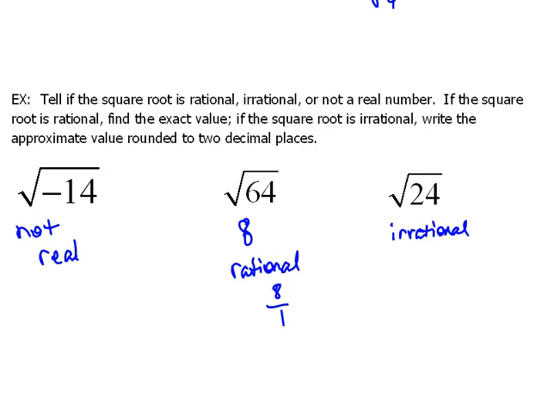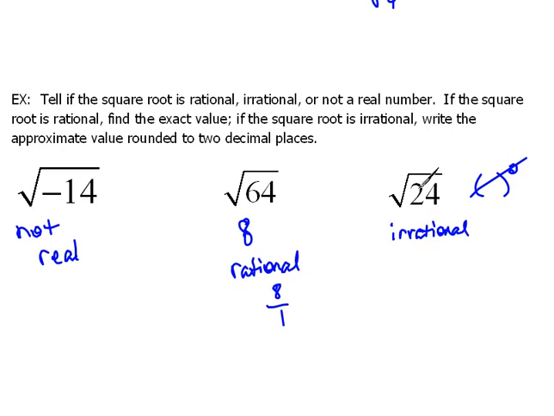Well, I got cut off in the last video, so let's finish that out real quick here. Whenever we were talking about the square root of 24, this is an irrational number because it's not a perfect square. We can't think of something you could multiply by itself and get 24. So because of that, this is an irrational square root.